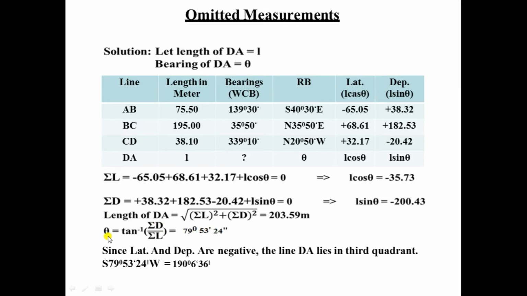which is equal to 203.59 meters. After that, we find the angle of the bearing. Theta is equal to tan inverse of summation of departure upon summation of latitude. So theta is equal to 79 degrees 53 minutes and 24 seconds. The latitude and departure values are negative, so line DA lies in the third quadrant, that is S and W. And our whole circle bearing is 190 degrees 6 minutes and 36 seconds.